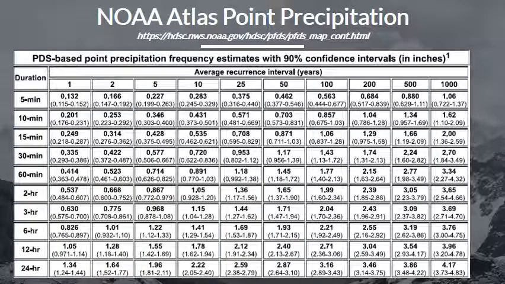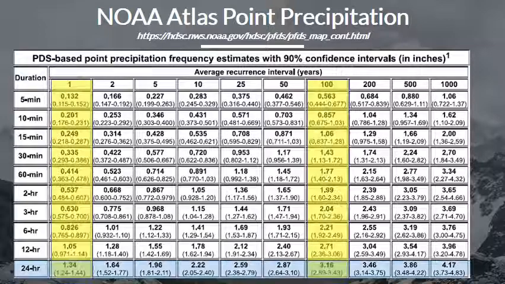After that, I was able to snag some site-specific precipitation data from the NOAA Atlas Point Precipitation website. The data that I was most interested in was the 1-year 24-hour design storm and the 100-year 24-hour design storm.